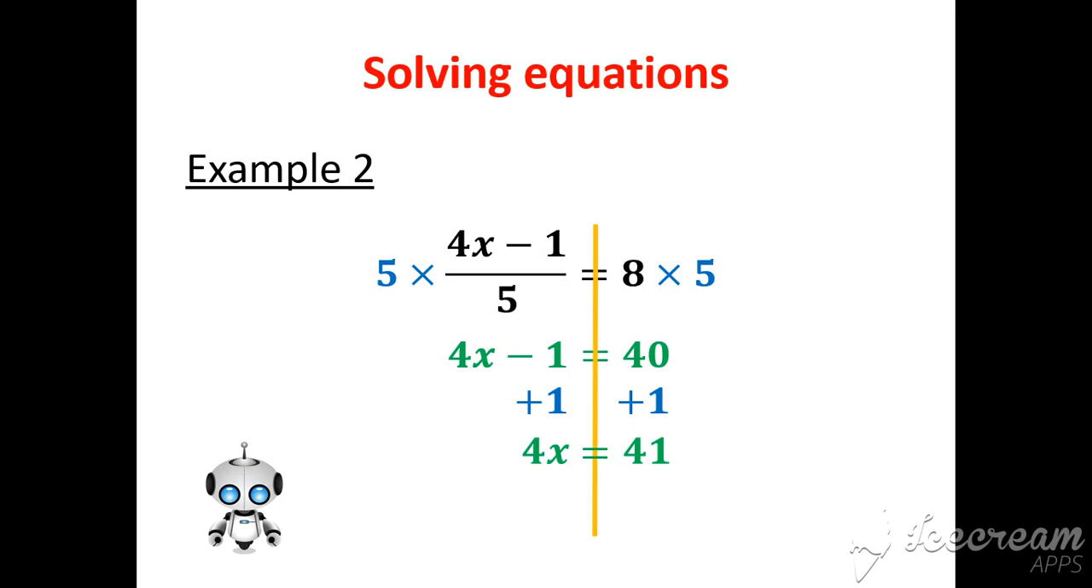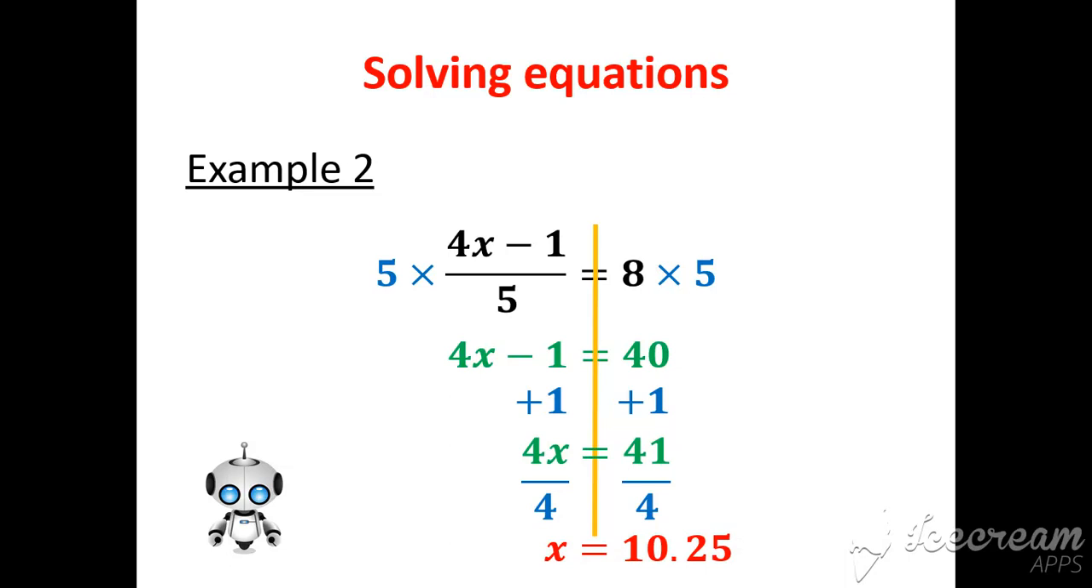So this is a 3-step problem. We're about to do the third step now. We've got 4x equal to 41. We're going to divide both sides by 4 to get rid of the coefficient of 4. Now on the right-hand side, 41 divided by 4 gives me the decimal 10.25. And on the left-hand side, the 4s cancel, leaving me just x. x is equal to the number 10.25.